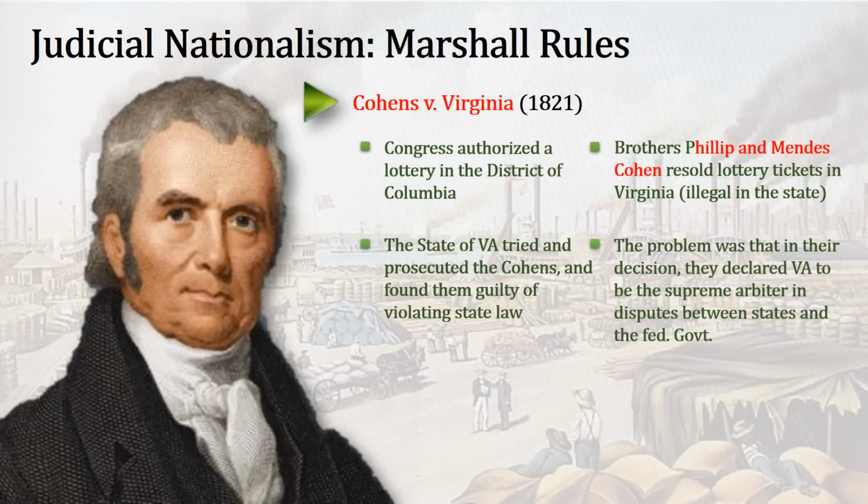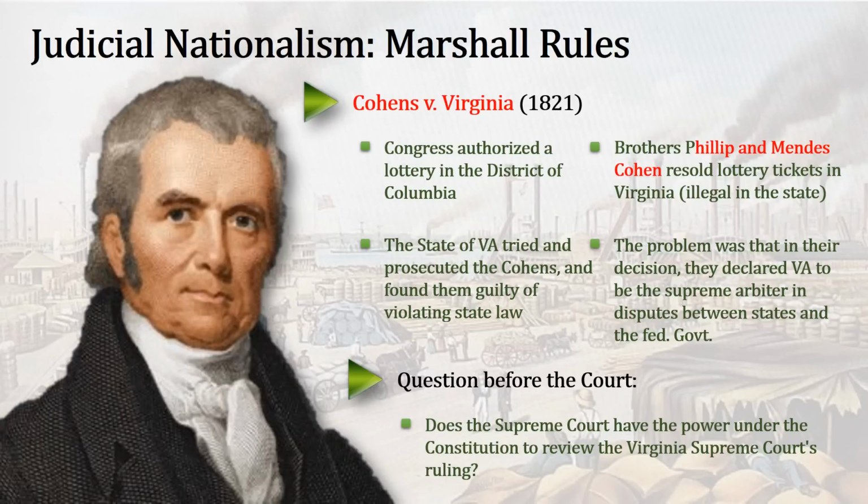But here's the problem that Marshall is going to decide on. In their decision, the legislature of Virginia declared the state of Virginia to be the supreme arbiter in disputes between the state and the federal government. And that echoes Thomas Jefferson's doctrine of the compact theory, which says that the states are the arbiter, the judge of whether or not things are constitutional. So here's the question before the court. Does the Supreme Court have the power under the Constitution to review Virginia's Supreme Court ruling?